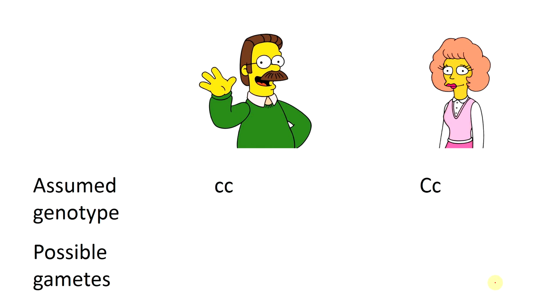So let's make some more assumptions. We do know that Ned's genotype is little c, little c. Let's assume that Maud's genotype is big C, little c. If that is the case, what are the possible gametes that Ned and Maud can produce? Well, Ned can donate either the little c or the little c to the gametes he produces. So those are the two options he has. Maud, on the other hand, could donate the big C or the little c. Those are the two options she has.